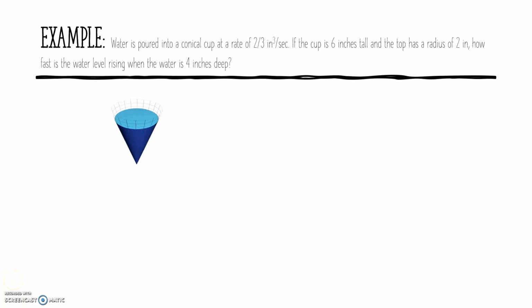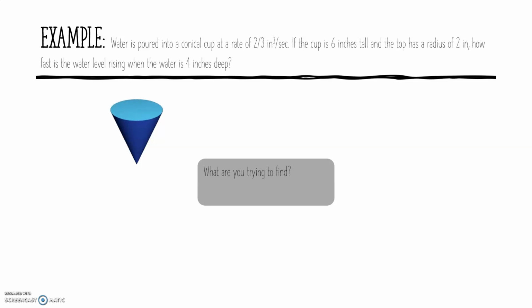So I'm going to do one more related rates example, and this is one that is a little more complicated than the others because there's a couple of different relationships going on between our variables. So what are we trying to find? We're still going to read through the problem. How fast is the water level rising? So I'm going to call that dH dt.